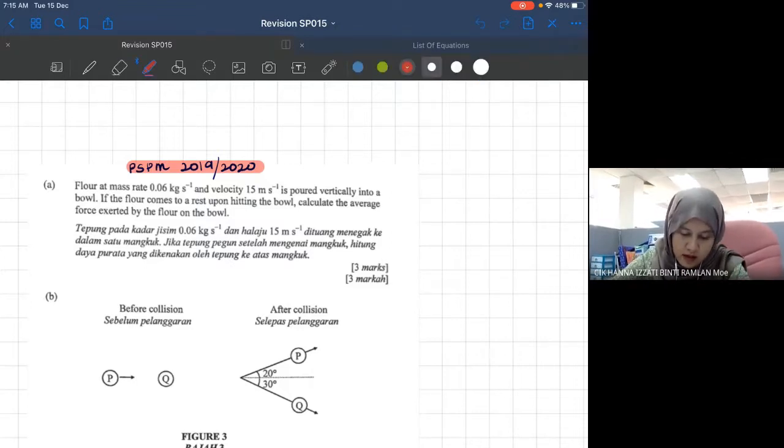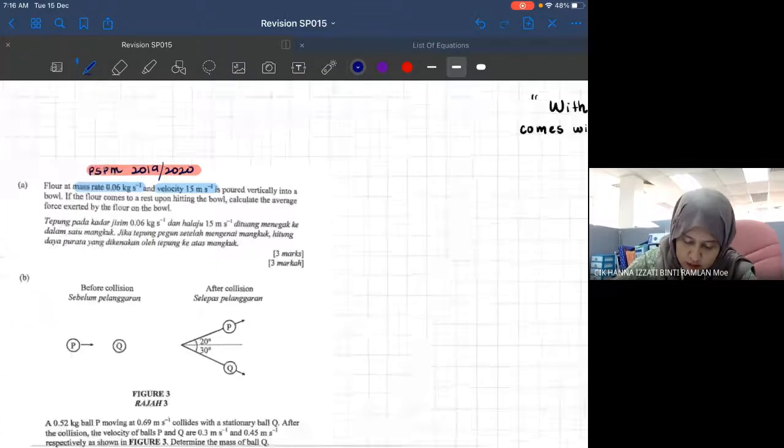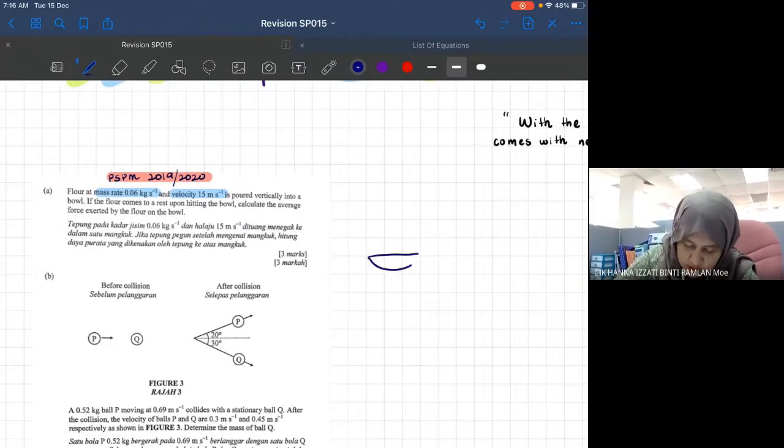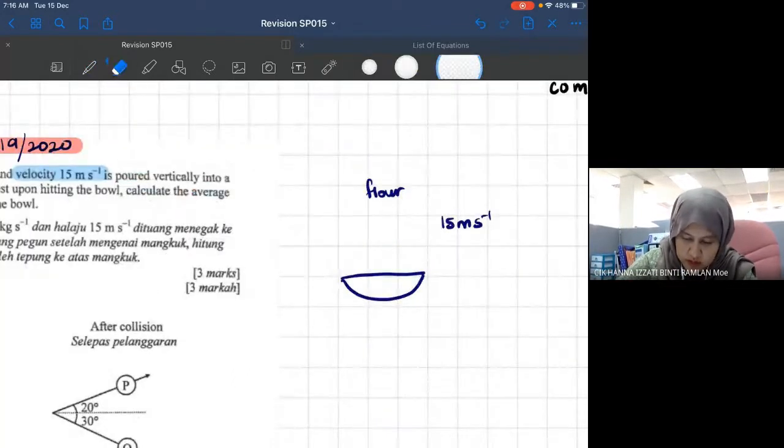Okay, so a flour at mass rate of 0.06 kg per second and velocity of 50 meter per second is poured vertically into a bowl. Okay. So kita ada flour kat sini, ada apa tu, tepung kan. So katalah kita ada tepung. So kita ada mangkuk, bowl, and then kita ada flour. So this is flour, whatever lah. And then dia cakap dia jatuh ke bawah, velocity 15 ms negatif 1. Okay.